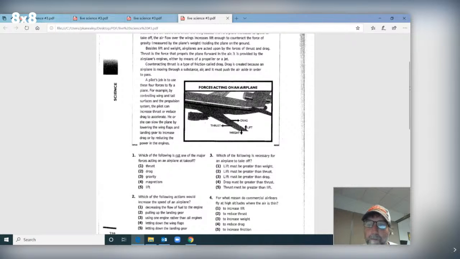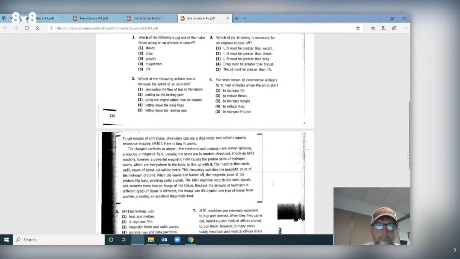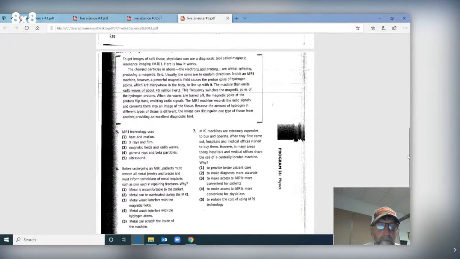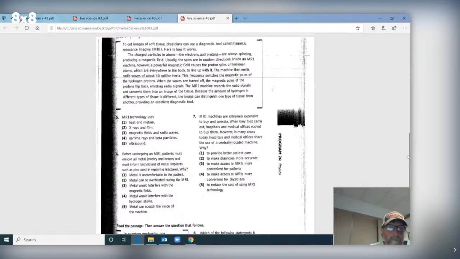Okay. I'm going to move on to the second one here. And this is about an MRI. If some of you have ever gotten an MRI, they put you in a tube. And let me just read the paragraph. Sometimes if you think you might have a torn ligament or something in your body, they'll give you an MRI. It's called magnetic resonance imaging, MRI.